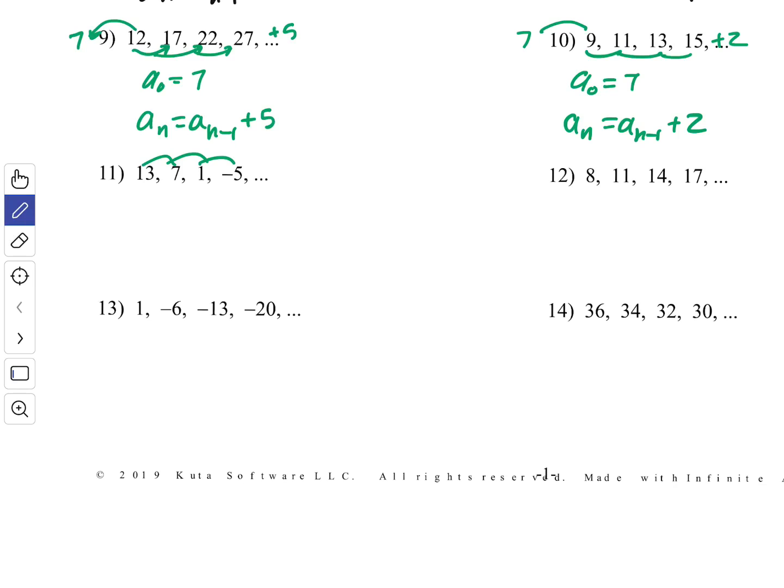Okay, 13, 7, 1, -5. Looks like we are subtracting 6 each time. Going backwards, we'd add 6. So we'd start at 19. So a sub 0 equals 19. A sub n equals a sub n minus 1 minus 6.